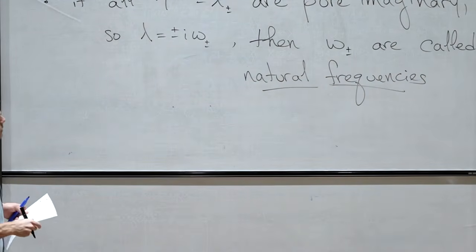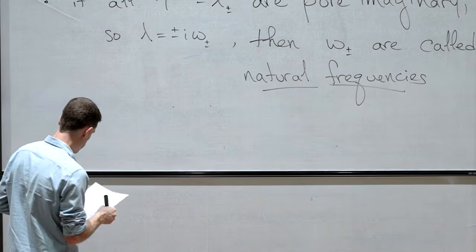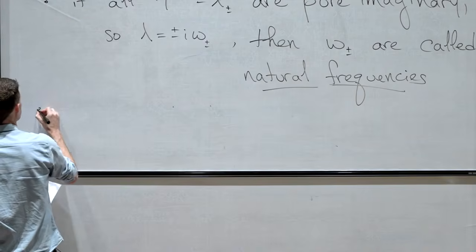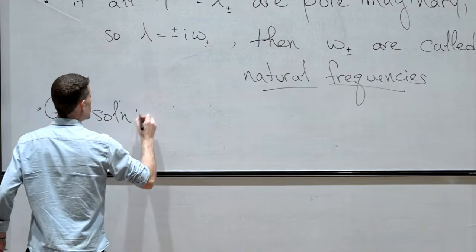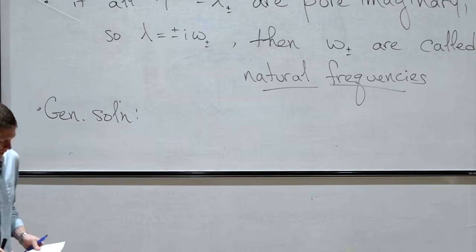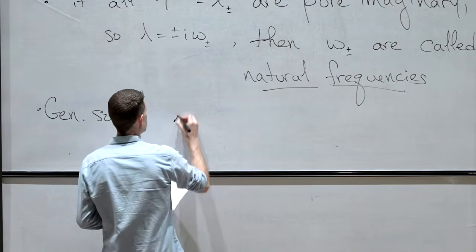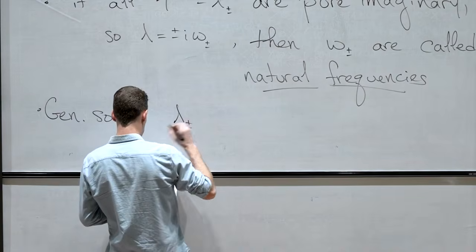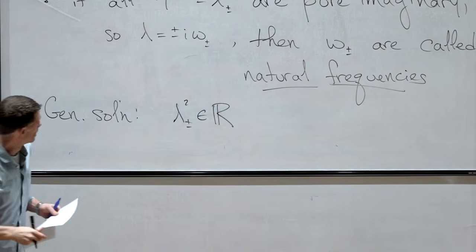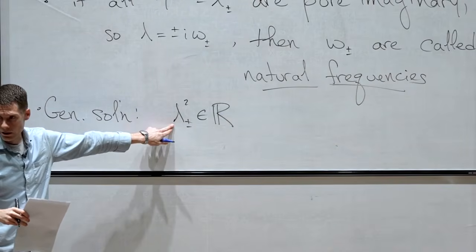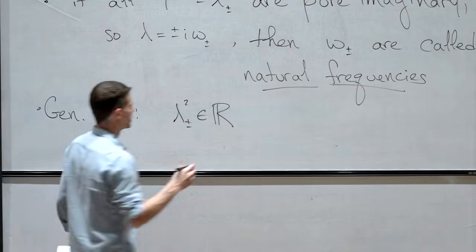What does my full solution look like? The general solution: we need to bring in the eigenvector. The eigenvector is associated to lambda squared, so lambda plus or minus squared. The eigenvalues are real, that's the case we're thinking about, which means that the eigenvectors are also real.